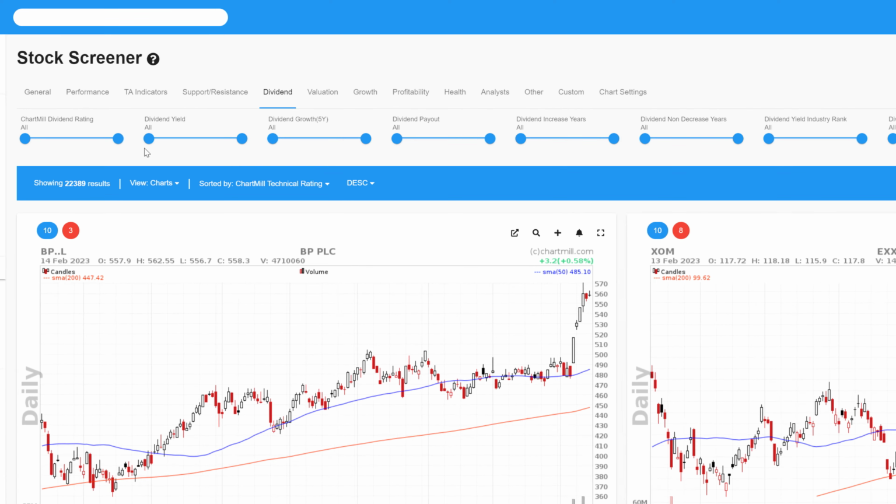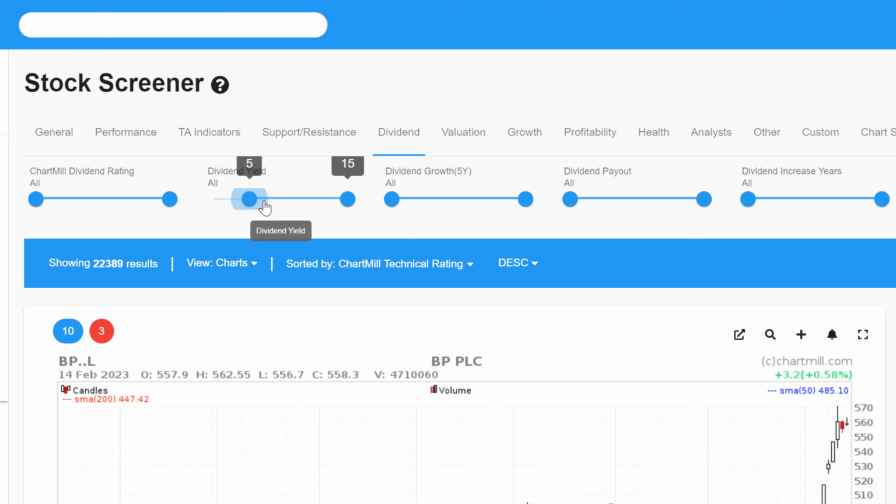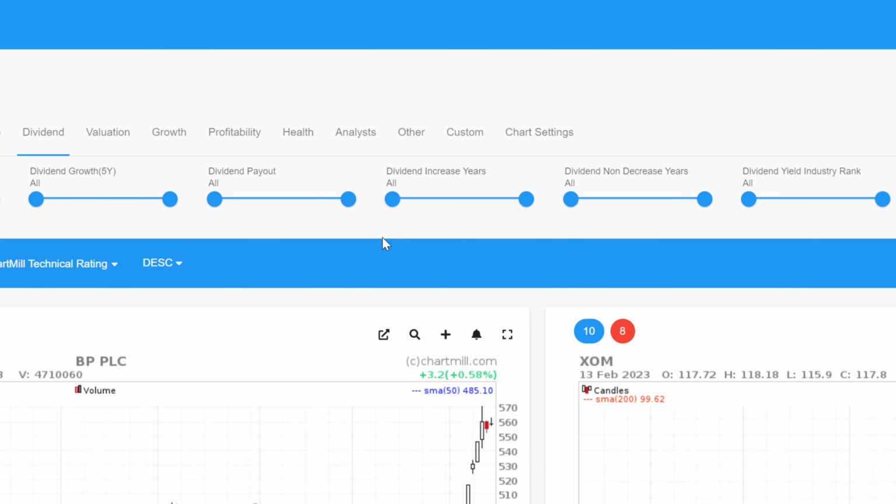There are the standard filters that you will find in almost every screener, such as the yield, the payout ratio, and the dividend growth. On top of those, ChartMill offers a number of additional filters, making our stock screener currently one of the most versatile dividend screeners available online.